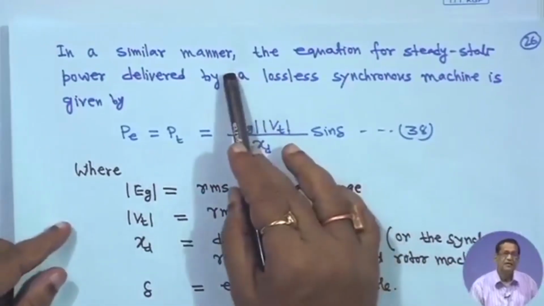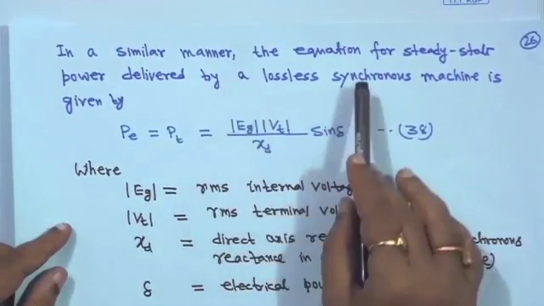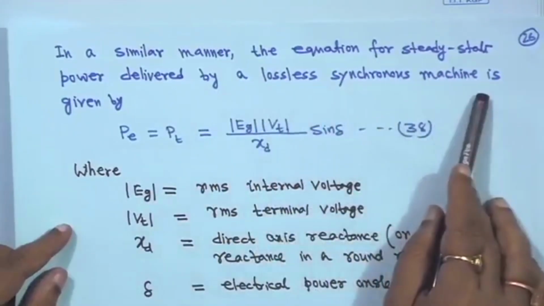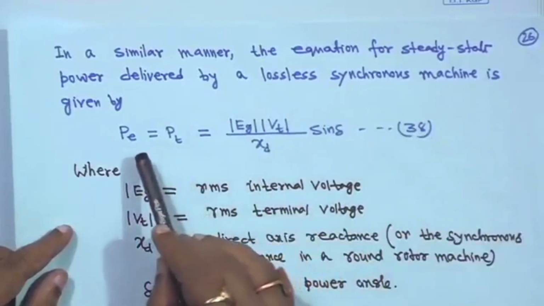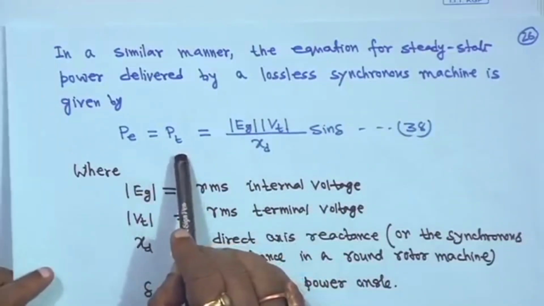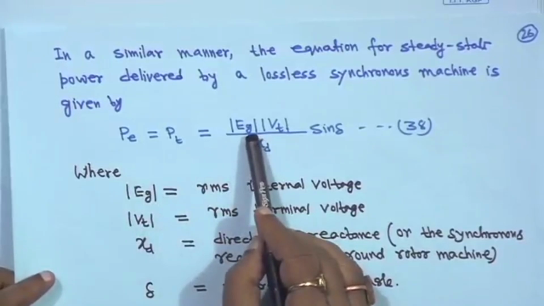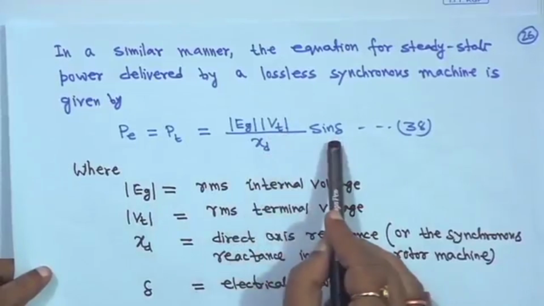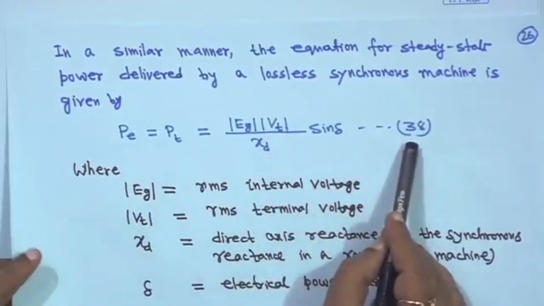In a similar manner, the equation for steady state power delivered by a lossless synchronous machine can also be given as P is equal to, say, P t, equal to magnitude E g, then magnitude V t upon x d sin delta. This is equation 38.